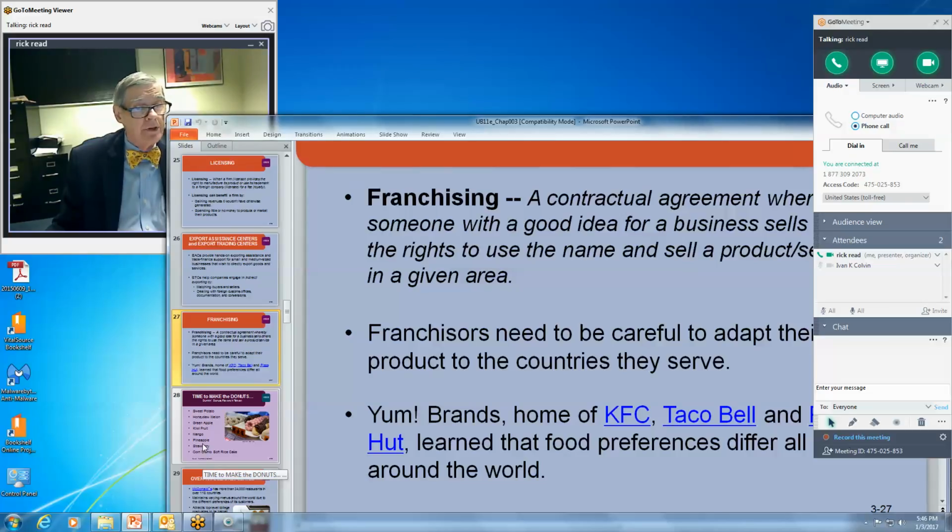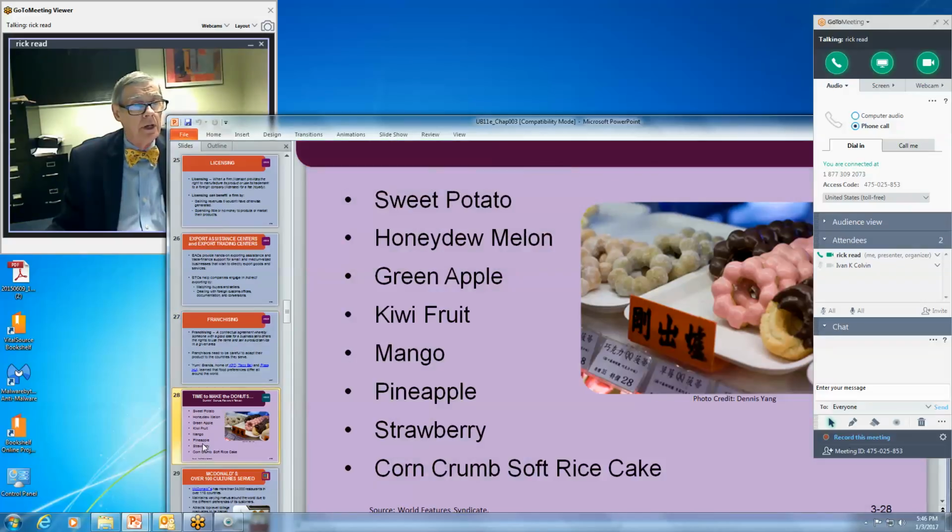These are all Yum brands: KFC, Taco Bell, and Pizza Hut. These are different kinds of donuts that are sold in different areas, and what those people in the foreign country happen to like.